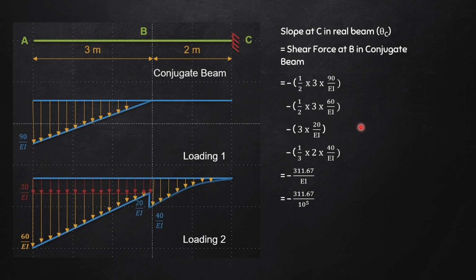Putting the value of EI as 10 raised to the power 5, I get the answer minus 3.1167 into 10 raised to the power minus 3 radians. Again, as per the sign convention, if the slope is coming as negative, that means the rotation is in the clockwise direction. So slope at C in the real beam is nothing but 3.1167 into 10 raised to the power minus 3 radian in the clockwise direction.